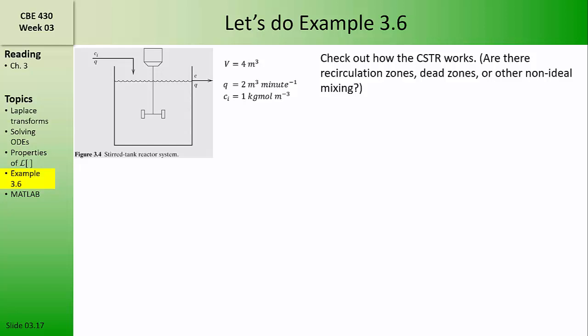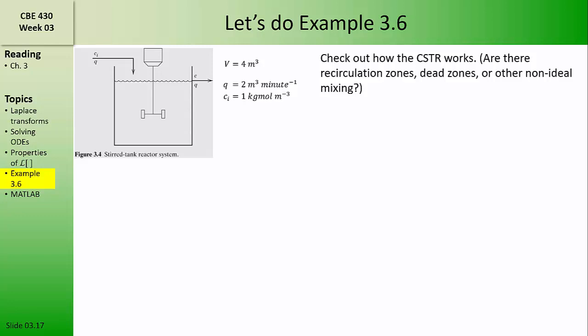In this video, we'll walk through example 3.6 from page 47 of the Fogler text. The premise of this example is that we have a stirred tank that's used as a CSTR, and we want to know whether the stirred tank is well mixed or whether it's poorly mixed. If it's poorly mixed, there may be things like recirculation zones or dead zones or other non-idealities in the mixing.